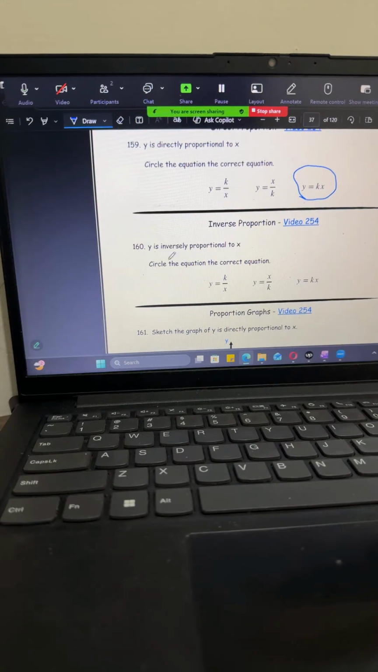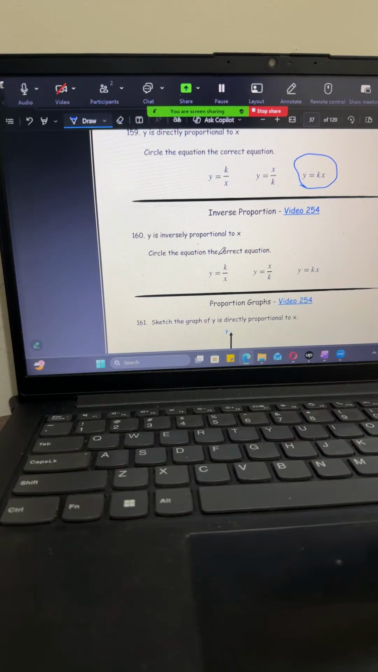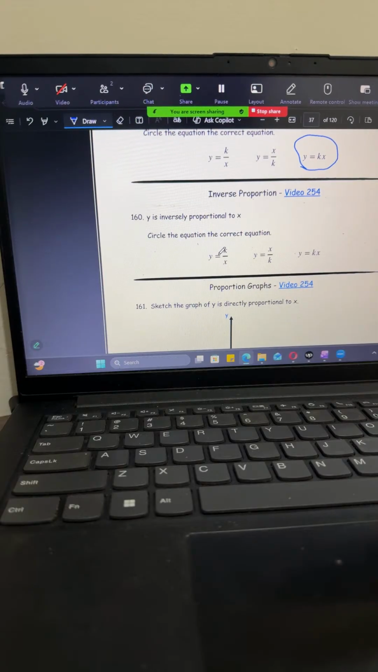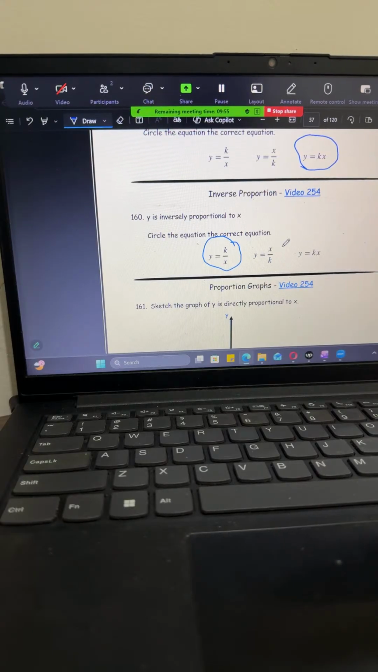So now y is inversely proportional. So I put the correct equation. If it's inversely proportional, that means it's the opposite. So if x increases, y decreases. I think it could be either k over x or x over k. But so how come it's only that one?